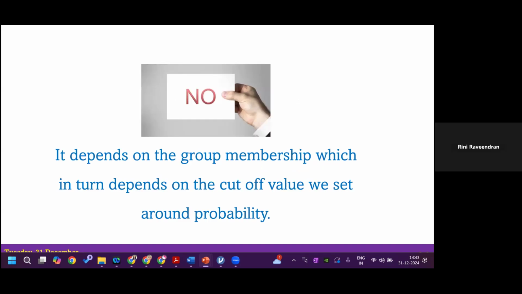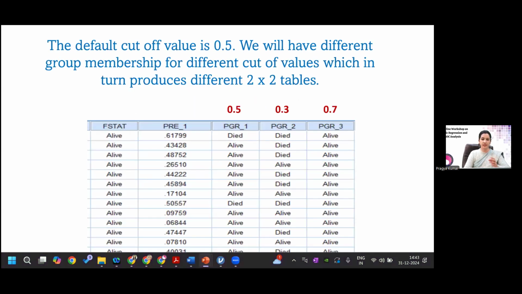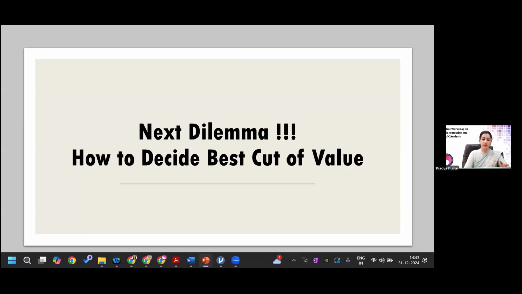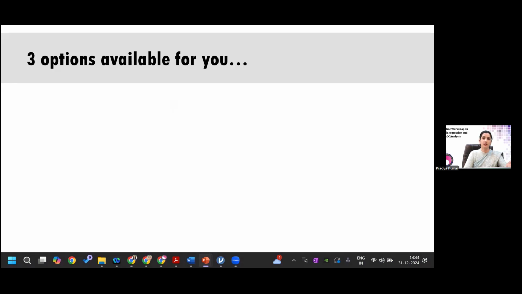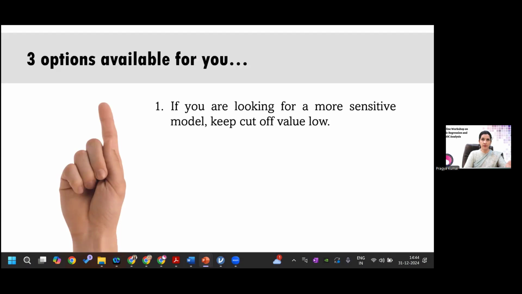So again, it depends on the group membership, which ultimately depends on the cutoff value which we set around the probability. And this we have seen, like if you increase or decrease the cutoff, what will happen? So now the next dilemma is how to decide the best cutoff value. Generally there are ways to decide that, but Youden's index, I think many of you have heard about this. We take that into account, but again, there are three options which are available.